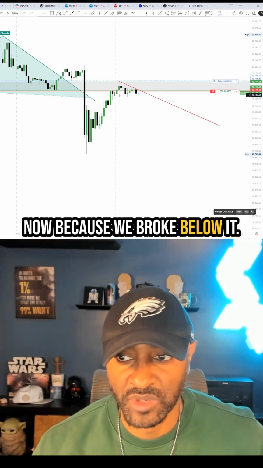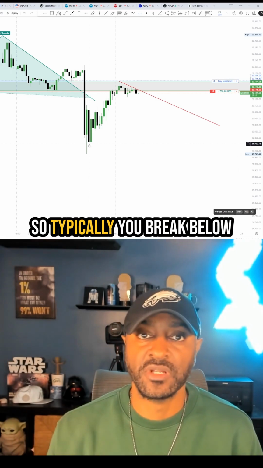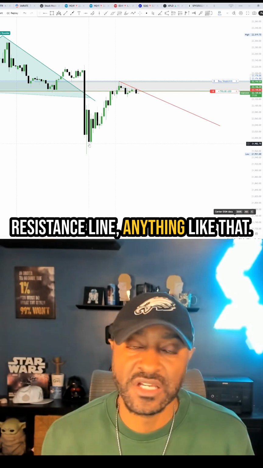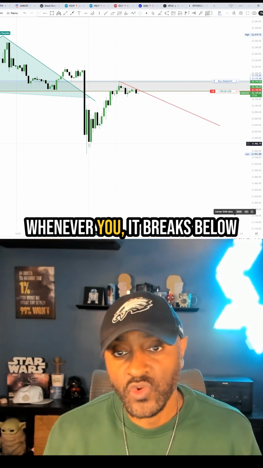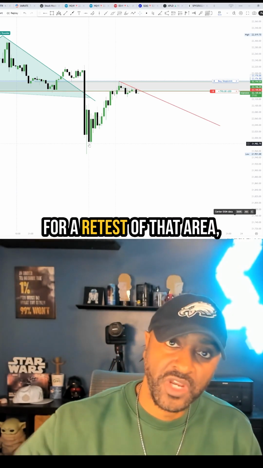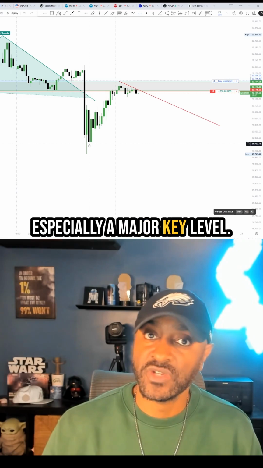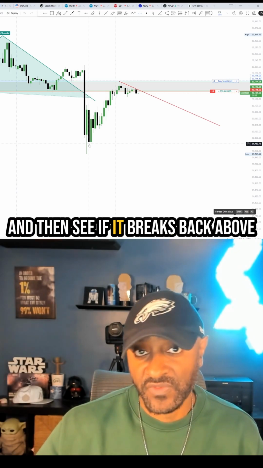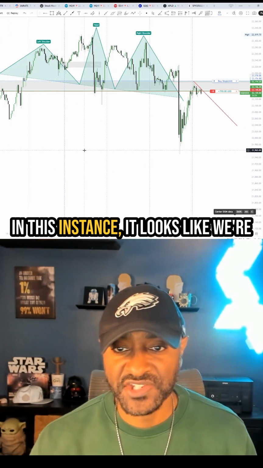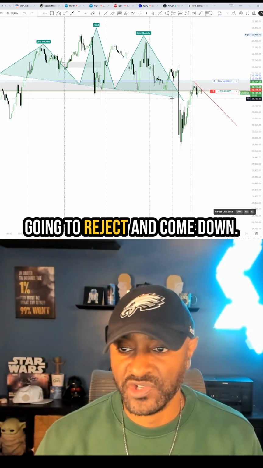Now because we broke below it, typically when you break below any trend line, support, resistance line, anything like that, always look out for a retest of that area, especially a major key level, and then see if it breaks back above or does it reject and come down. In this instance, it looks like we're going to reject and come down.